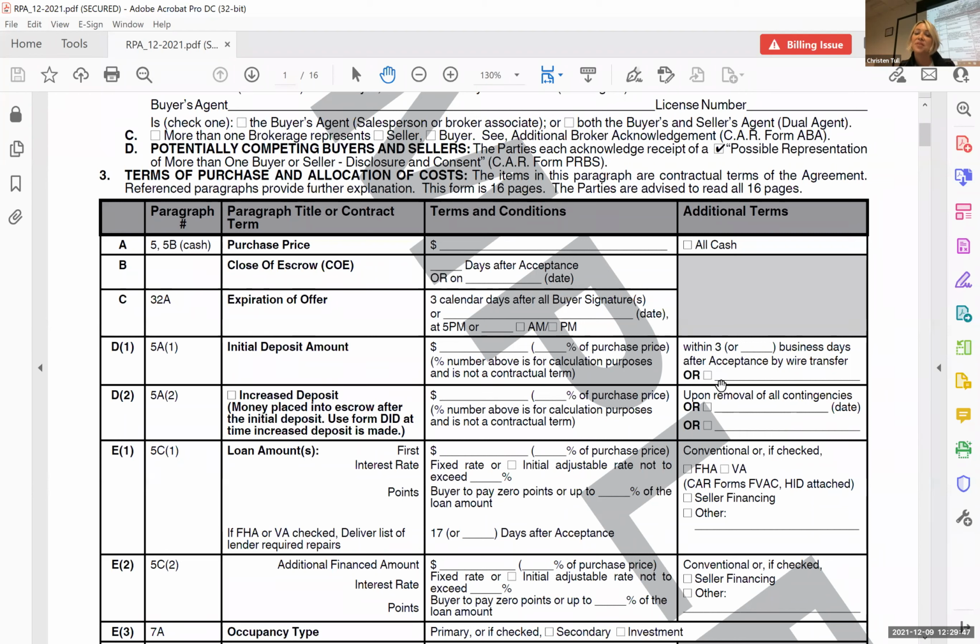I recently received an offer where they checked other and said cashier's check. I'm going to counter you, but you know, escrow won't take a cashier's check, right? They just won't.